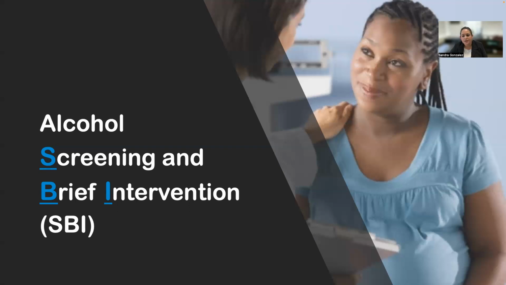SBI stands for Screening and Brief Intervention. Alcohol screening and brief intervention has been shown to be an effective, low-cost option to address risky drinking and alcohol-related harms, including preventing alcohol-exposed pregnancies.